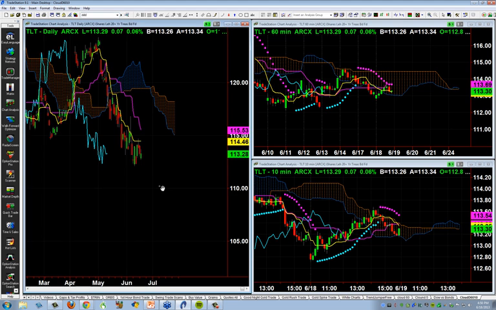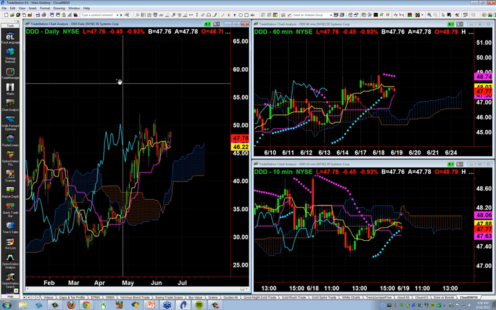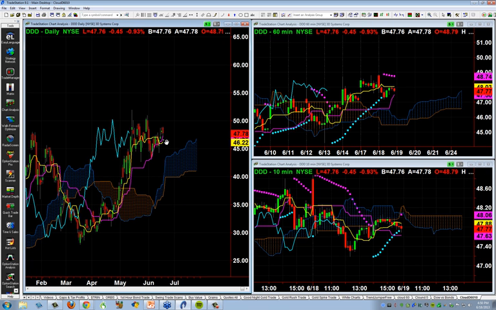DDD looks like a really good long. The price action is above the cloud. The lagging line is above the cloud. The 60 looks good. The 10-minute is a little slow, but overall not bad.